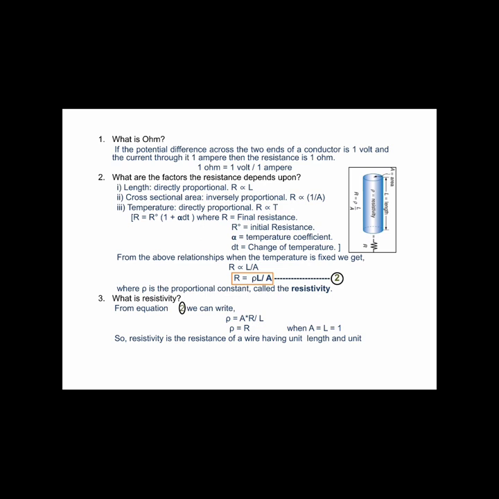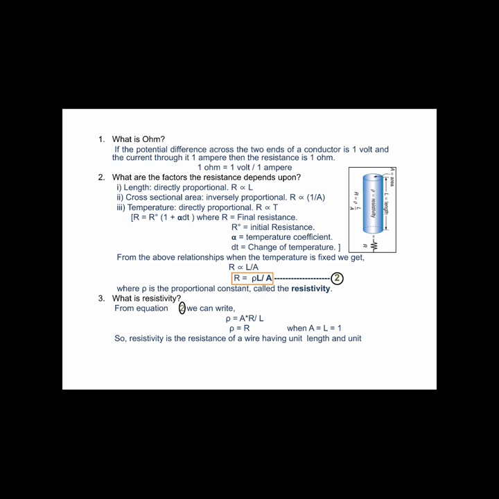resistance. If R is the final resistance, R0 is the initial resistance, alpha is the temperature coefficient and dT is the change of temperature, then the final resistance R will be R0 into 1 plus alpha dT. In your syllabus it is not included, so it is not necessary.